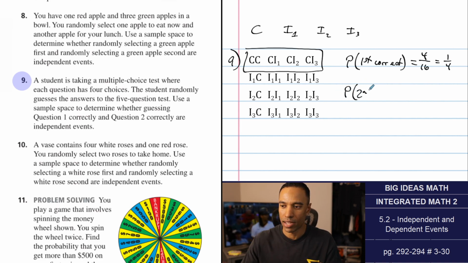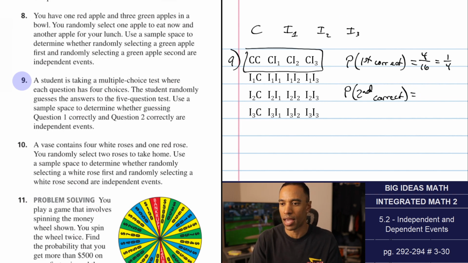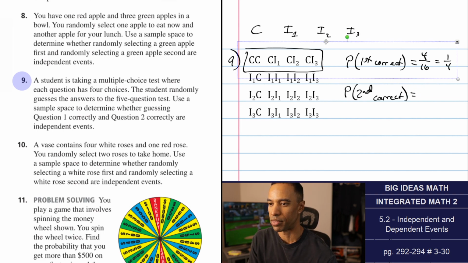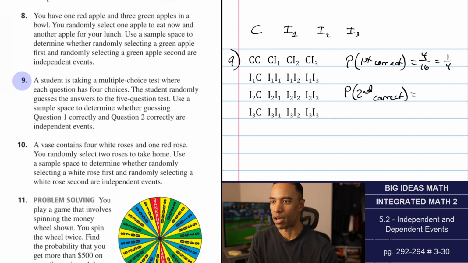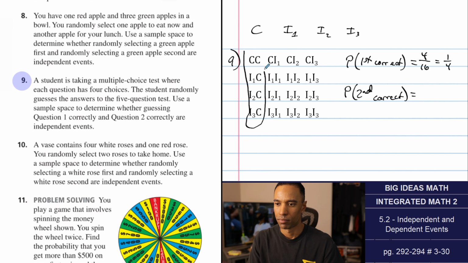Probability of second correct on its own basis from the sample space that we're looking at. The second correct is going down this line right here. And that's another 4 out of 16, or 1/4.